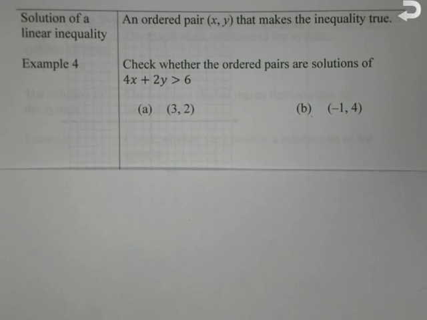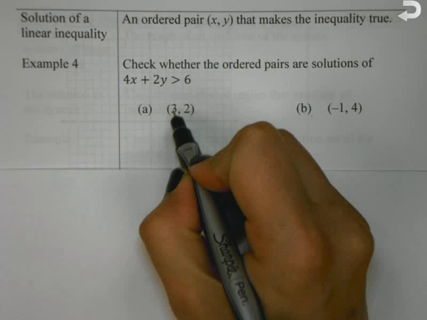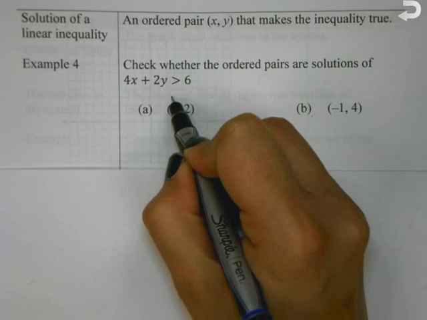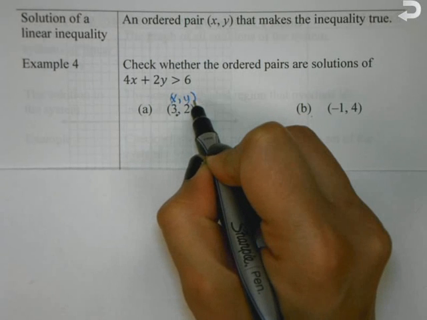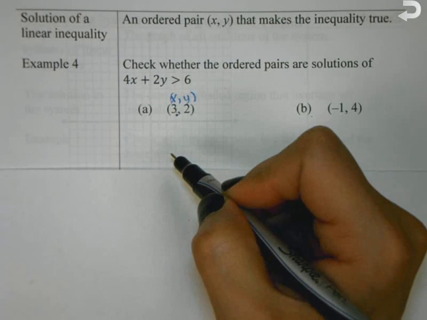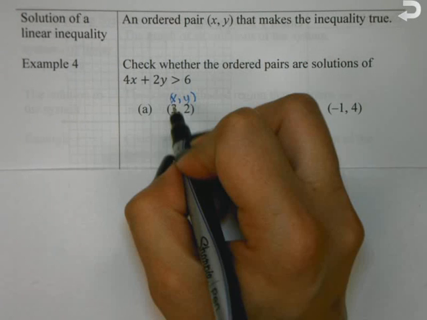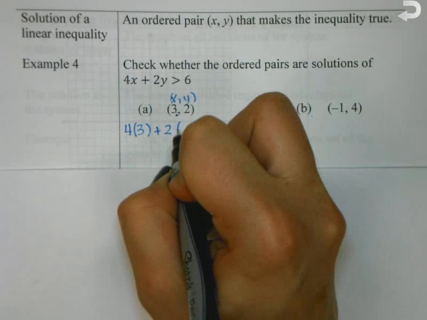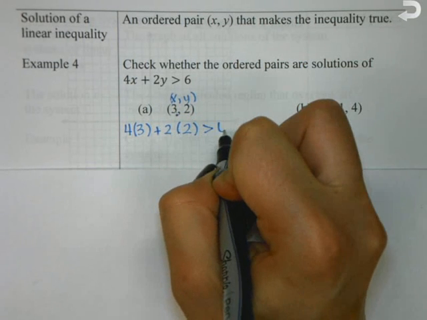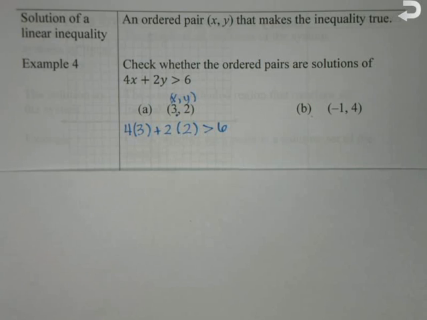So an ordered pair is x comma y. So we're just going to plug in 3 for x and 2 for y. So for A, we're going to plug in 3 for x. So that's 4 times 3 plus 2 times 2, and we want that to be greater than 6. So if we get a true statement, it is a solution. If it's a false statement, it's not a solution.